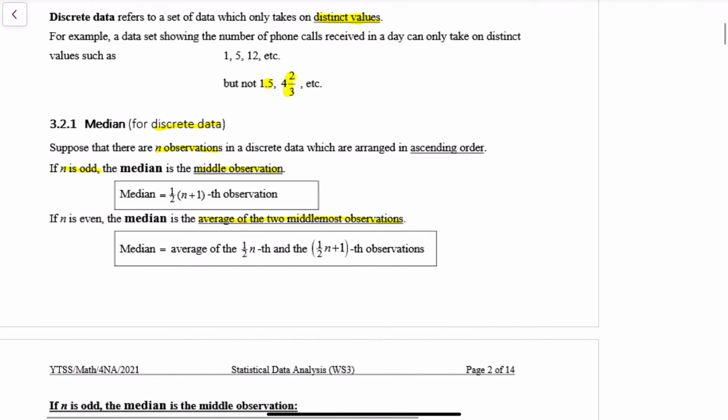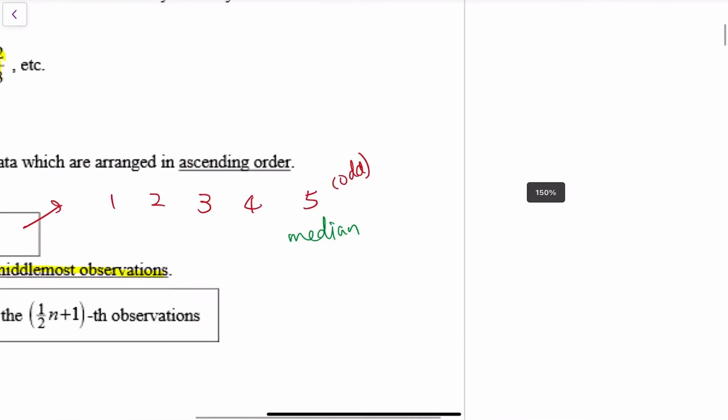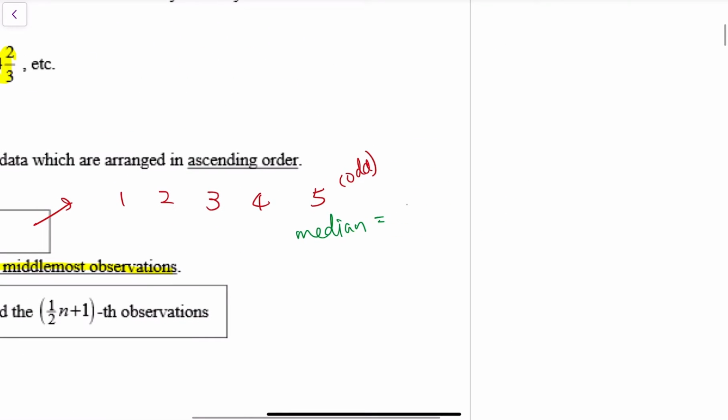Okay, let me just use a very simple example to demonstrate it to you. What this means is if I have 1, 2, 3, let's say 4, 5, I will have 5 numbers here. This is an odd set of data. Then if I want to find the median, for this case, I will have to take 5 plus 1 divided by 2, the third number. So it's 1, 2, 3. This is my median.